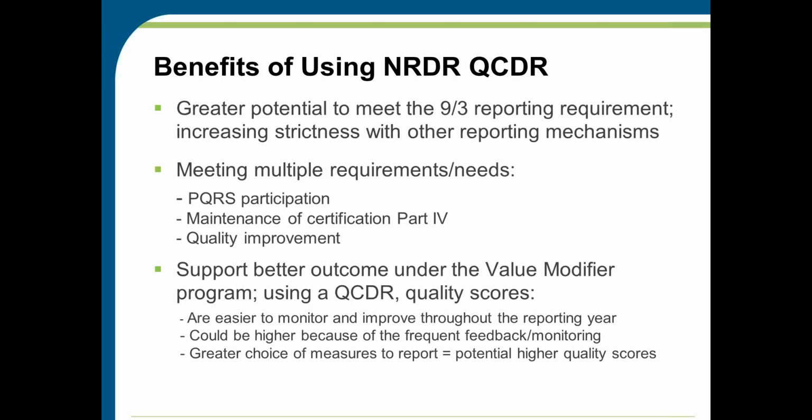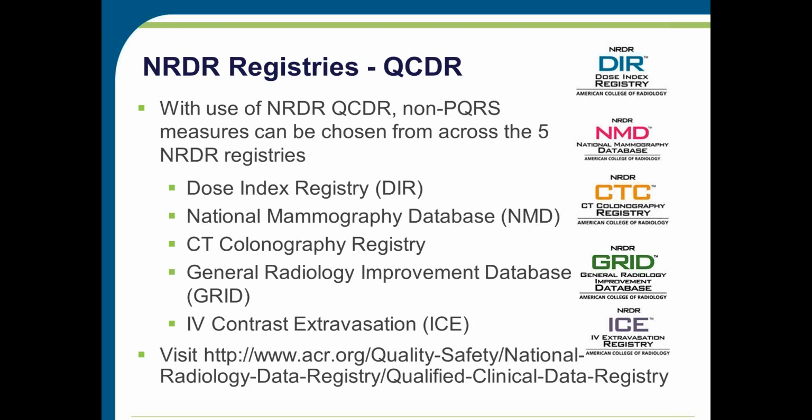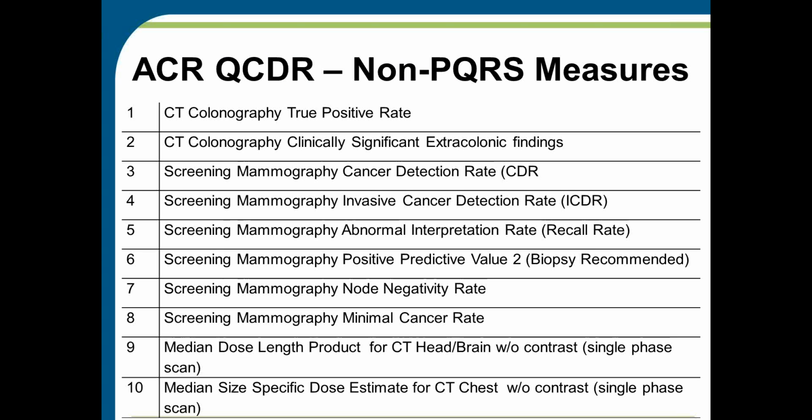Next slide. So the NRDR Qualified Clinical Data Registry has a selection of measures across our 5 databases: the Dose Index Registry, National Mammography Database, CT Colonography Registry, and the General Radiology Improvement Database, as well as the IV Contrast Extravasation. And at the bottom of this slide is a link to our web page on the QCDR.